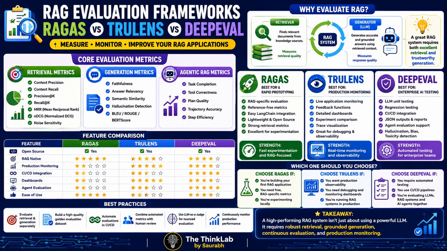The second framework is called TruLens. Unlike RAGAS, TruLens focuses heavily on production monitoring and observability. It provides dashboards, feedback functions, application tracking, and detailed debugging tools. If your RAG application is already deployed for real users, TruLens helps you monitor the performance continuously. It makes it easier to identify where failures occur in the pipeline. For production systems, this observability is just as important as evaluation.